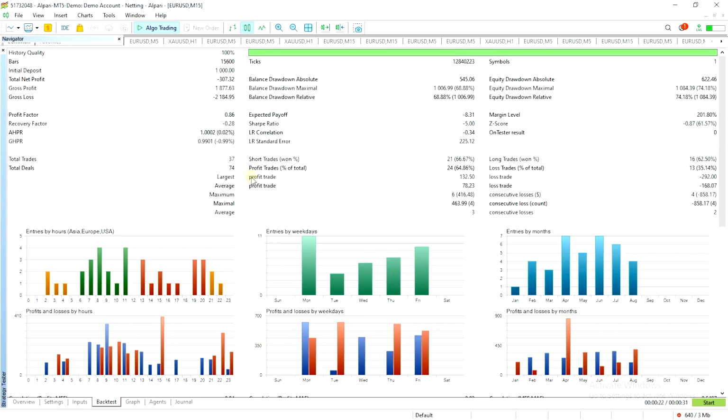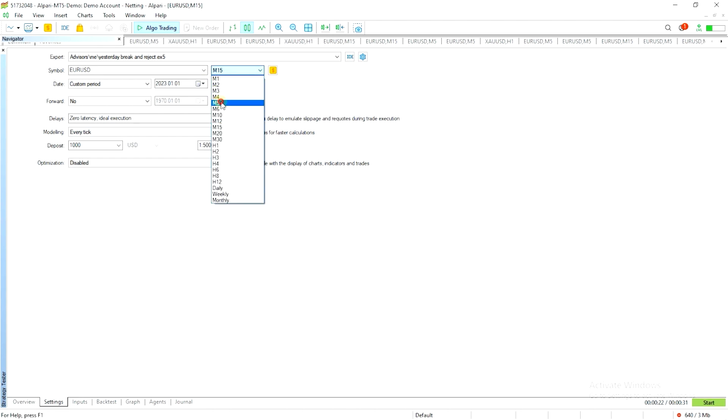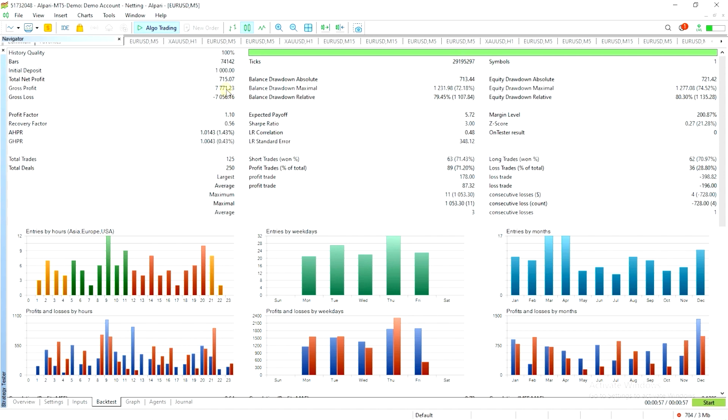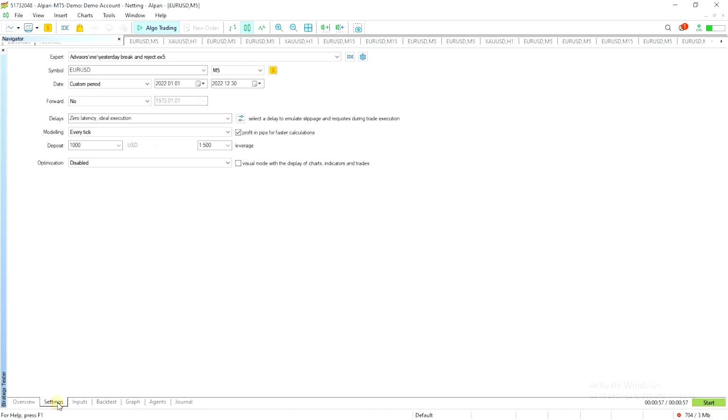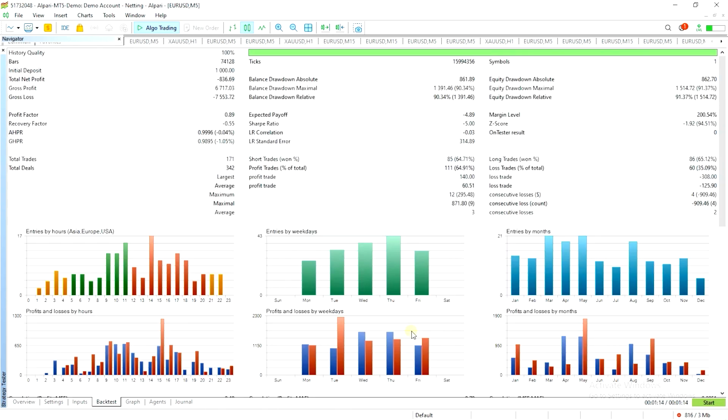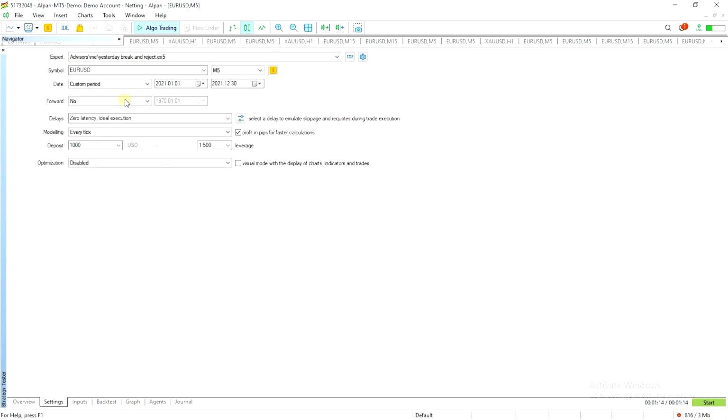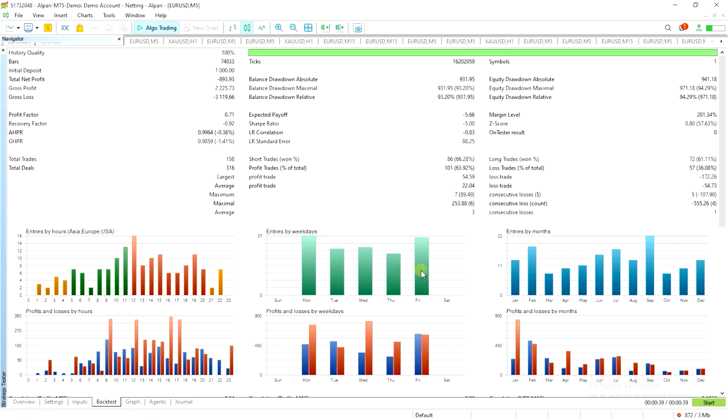So it didn't work for 15 minutes. It had minus 30. Let's test it for 5 minutes for 2022. For 2022 it had 70% profit. I will test it for 2021. For 2021 it didn't work and it had minus 80% loss. I'll test it for 2020. For 2020 also it didn't work.